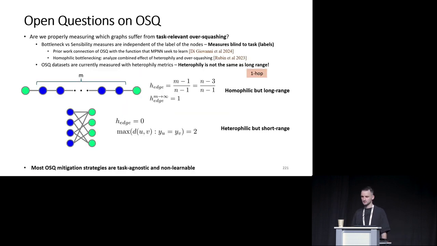Another question is that, as I said before, we are sometimes confined to measuring long-range things with heterophilic metrics. And here are 2 examples. One graph is very homophilic, the line graph. But there is one long-range interaction, which is the 2 green nodes. They should interact, and they are very long-range, but the homophily is almost 1 if you increase this line. And the other way around, in a bipartite graph, the homophily is 0, but the maximum distance between 2 nodes of the same label is 2.